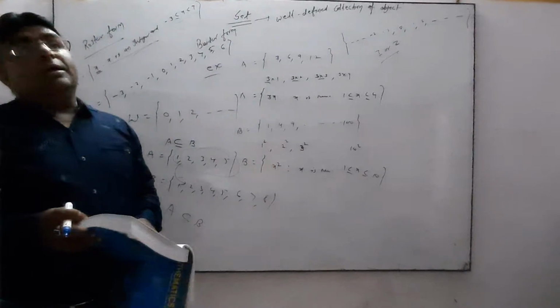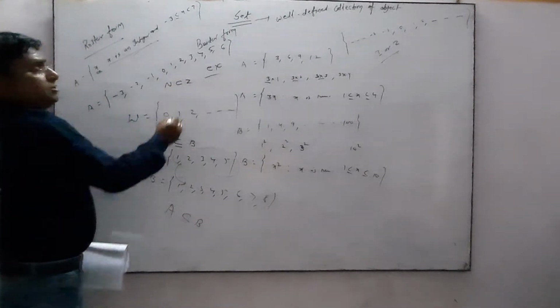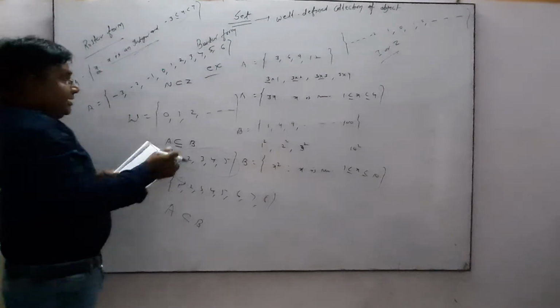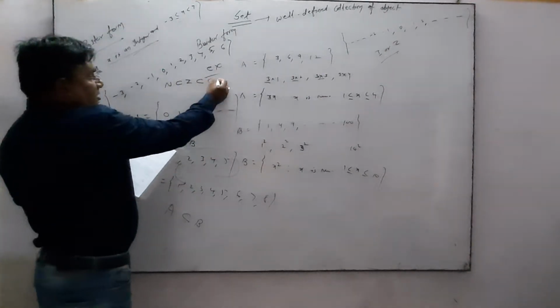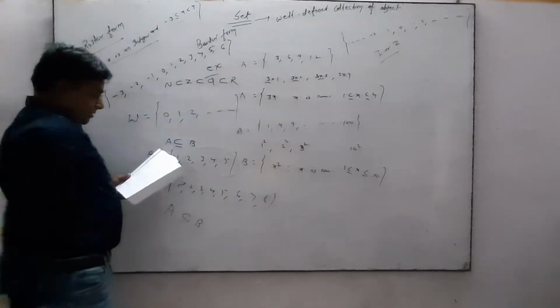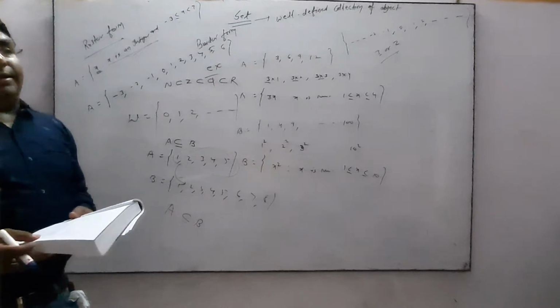So for example, natural numbers are a subset of integers, right? And integers are a subset of rational numbers. And rational numbers are a subset of real numbers. Now the second thing, interval.